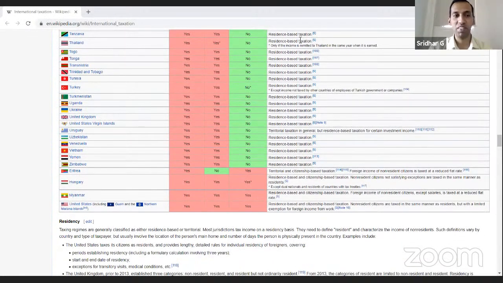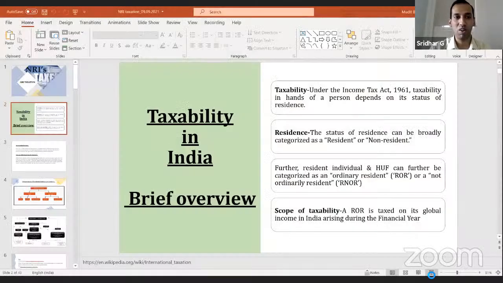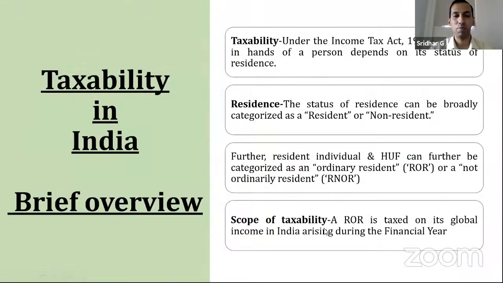This seems interesting to me. There is a long list of countries where I can see taxation is based on residence. Correct, yes. And as you rightly said, there are also countries taxing on a source basis. This is very helpful for all of us to understand what is resident-based taxation and what is source-based taxation. Yeah, we can move to the next slide.